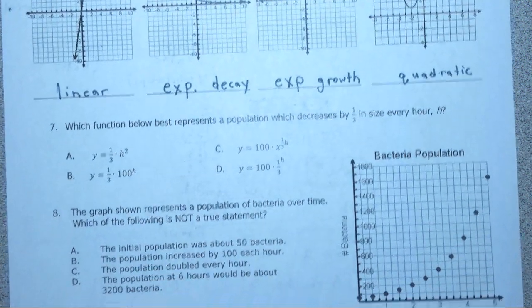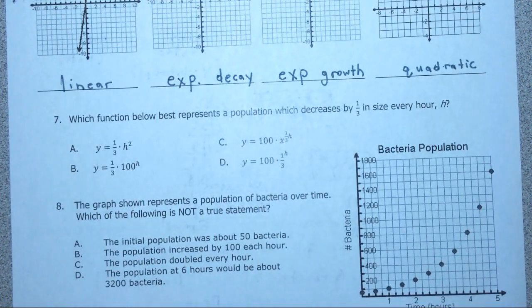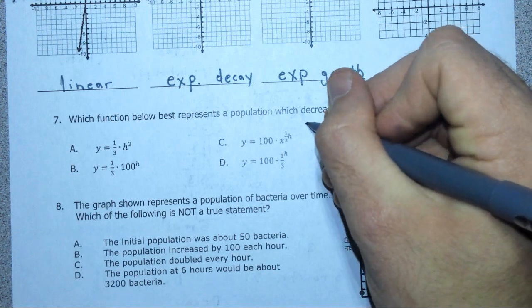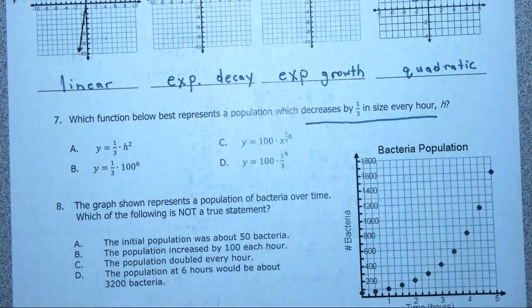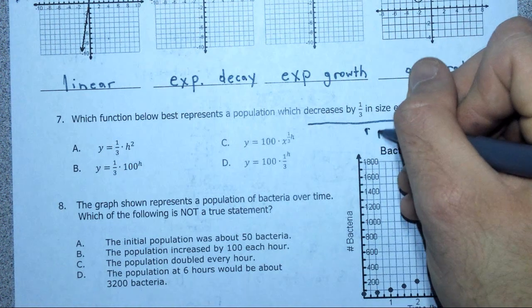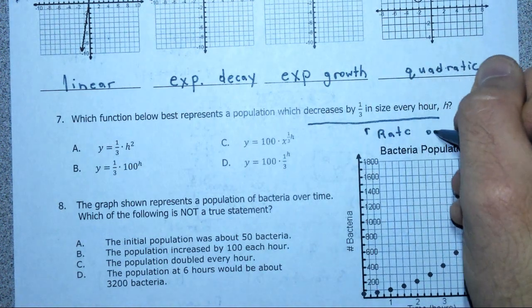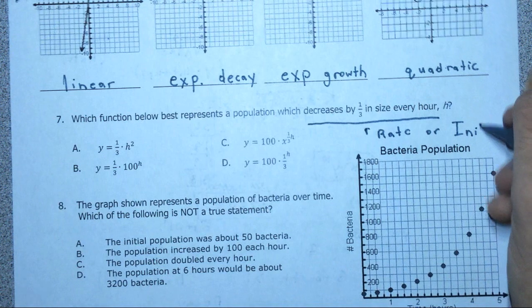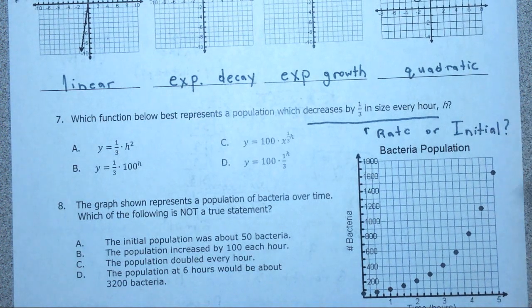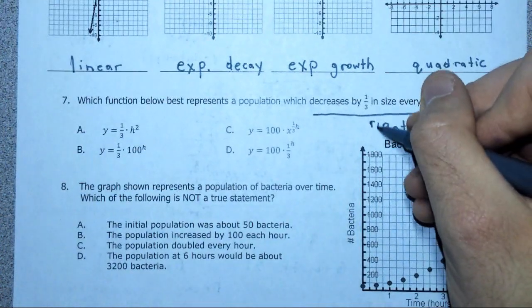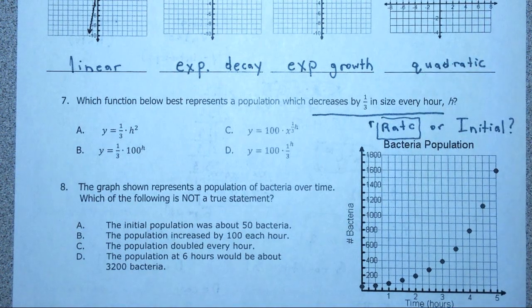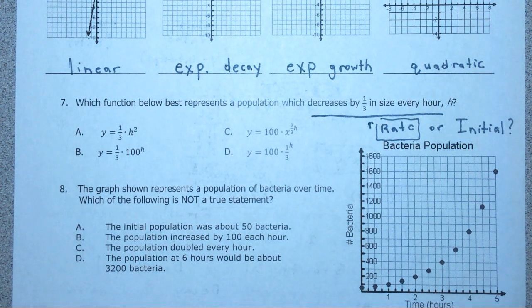We're crushing it. Alright, number 7. Which function best represents a population which decreases by 1/3 in size every hour? Alright, well, decreases by 1/3 in size every hour. What does that tell me? Does that tell me my rate or my initial amount? Well, decreasing by 1/3, that tells me my rate. It's telling me how quickly I'm decreasing.